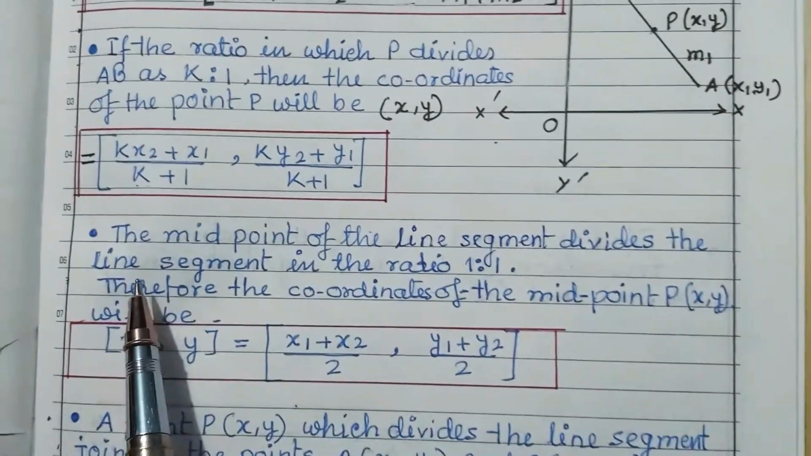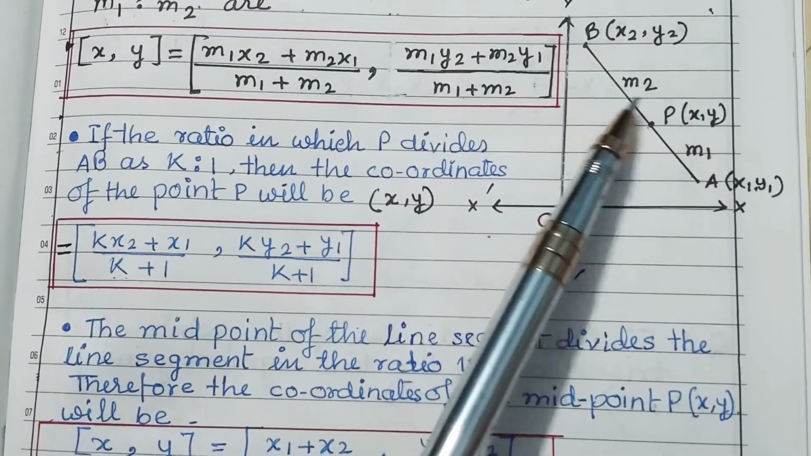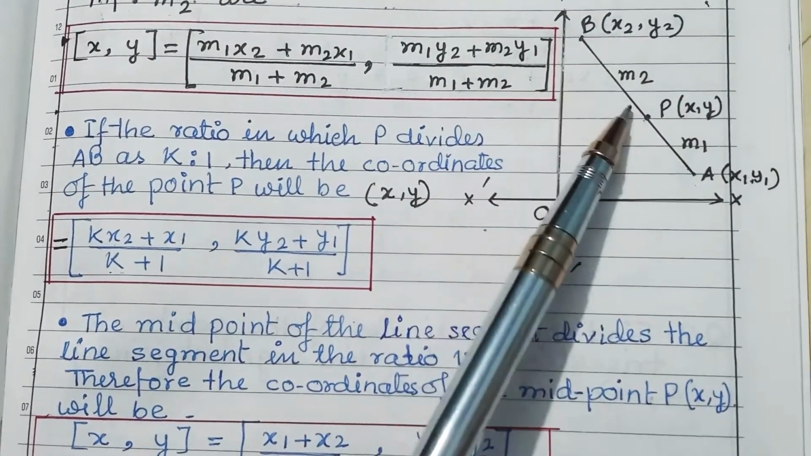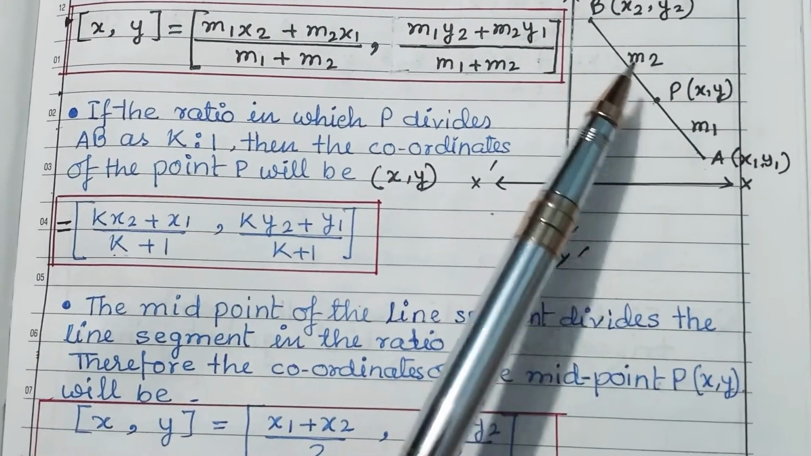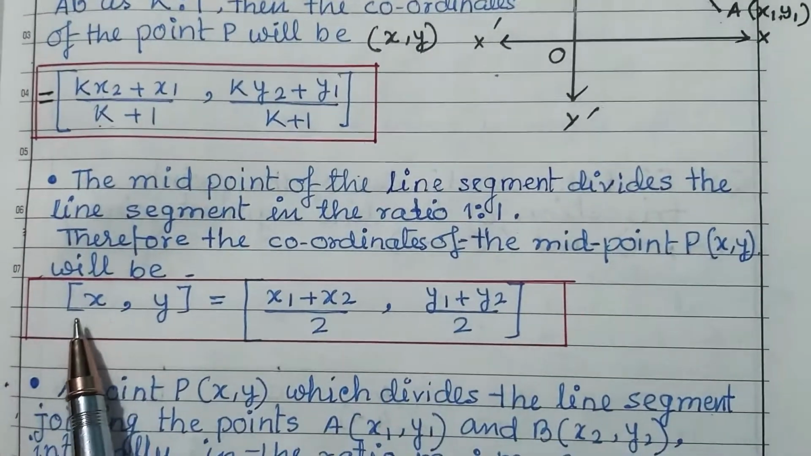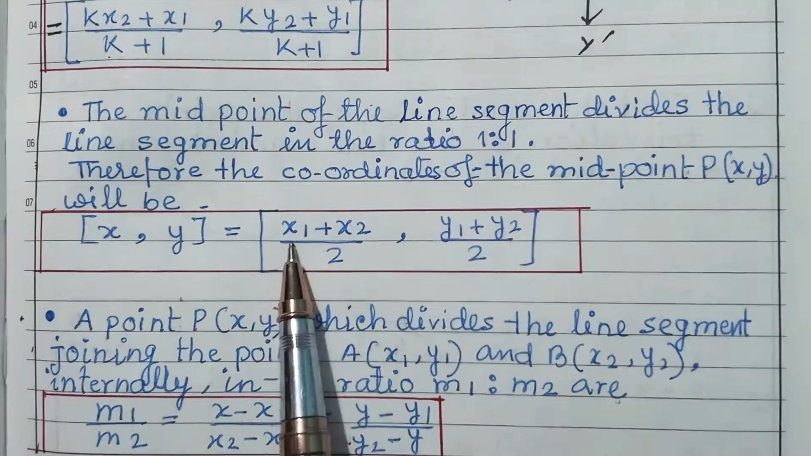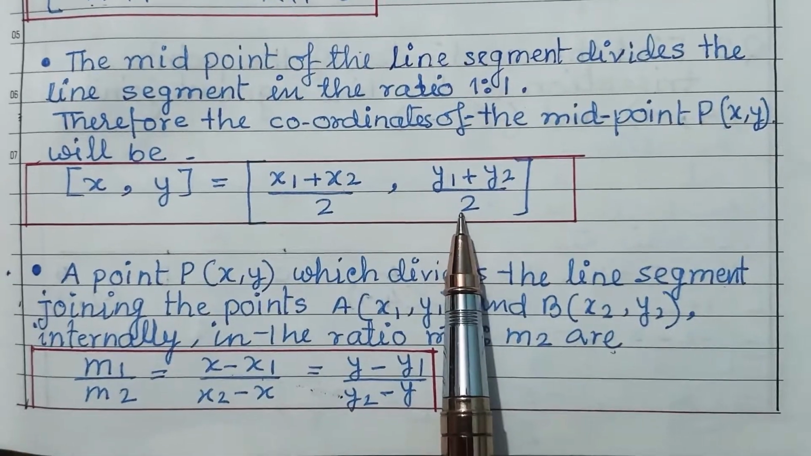Next, if it is divided in m1 and m2 at the same distance, means P is the midpoint, then m1:m2 is 1:1. Then the coordinate of (x, y) is (x1 + x2) upon 2 and (y1 + y2) upon 2.